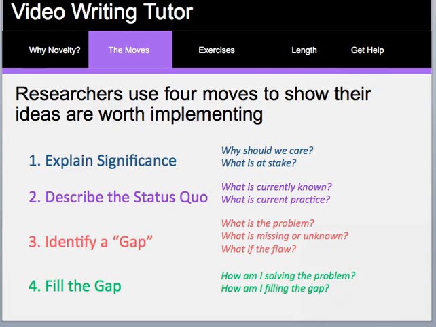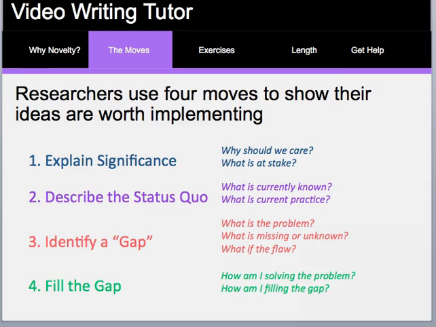So our first move is explaining the significance of our work. And this is kind of a big picture move. You're not even talking about your work yet. You're just talking about the overall topic and the overall realm. Why should we care about this topic? What's at stake? Oftentimes the research that we're doing has direct implications for society, whether it's something like pollution, making things more energy efficient. Maybe we're talking more in the humanities and we're talking about public perception, how people feel about an issue and what they think about an issue. So this is that big picture move.